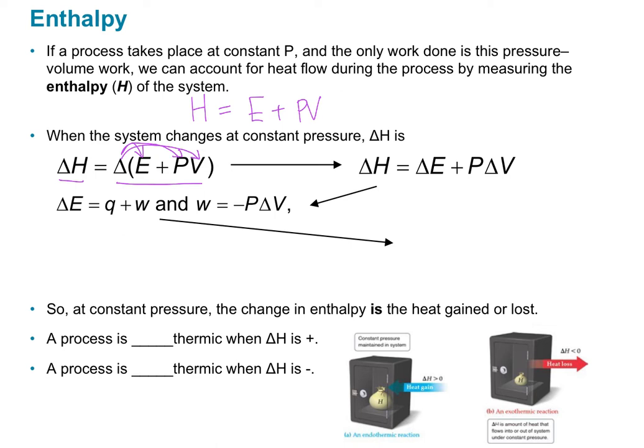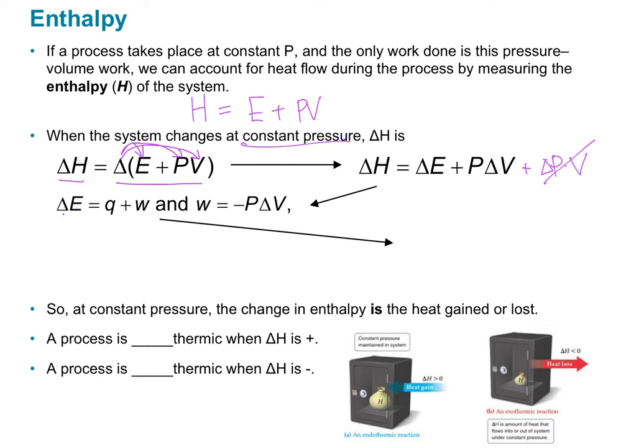When we put those in, we get delta H equals delta E plus P delta V, and also plus a delta P times V. Now, we're doing it at constant pressure, so what happens is that delta P is 0, so that's why we don't write it there. That's why it's crossed out.